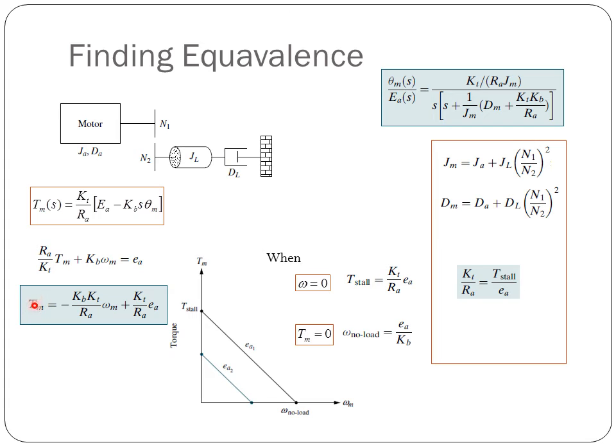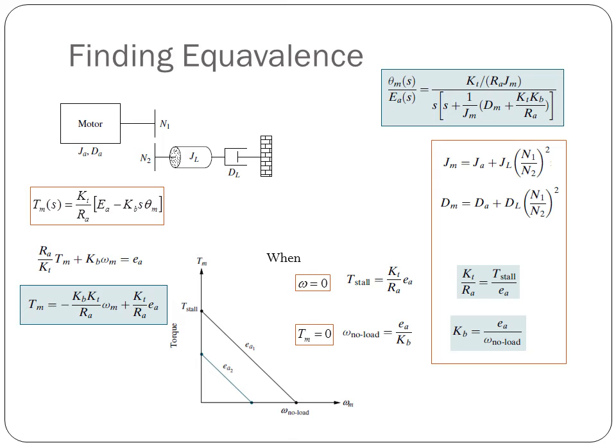You can see if we put 0 here, we get something like this, where we can cancel the Kt by Ra term, and we get Kb into omega no load is equal to Ea. So from that equation, Kb is equal to Ea divided by omega no load. To find Kb, what we need is omega no load, the speed when there is no load connected to the rotor. By using these two equations, we can find these two parameters to solve our transfer function.